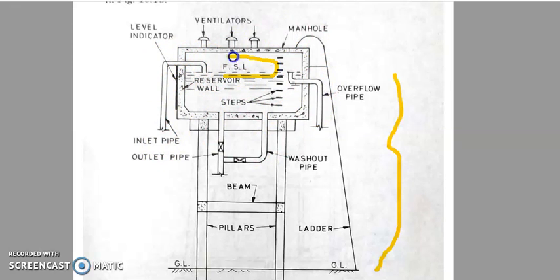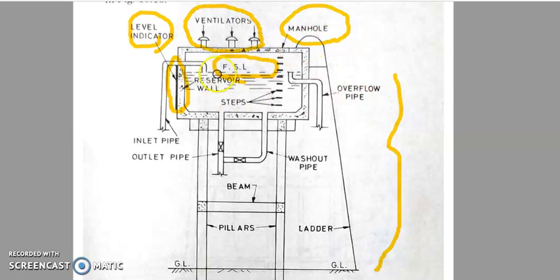This is the full supply level, FSL, and water level indicator. This is an apparatus which indicates the level of water. Here also some ventilators may be provided for the free circulation of air. A manhole cover may be provided so that for any repair or cleaning, some person can enter inside. For the convenience of the maintenance person, some steps may be provided here, and this is for cleaning purpose.